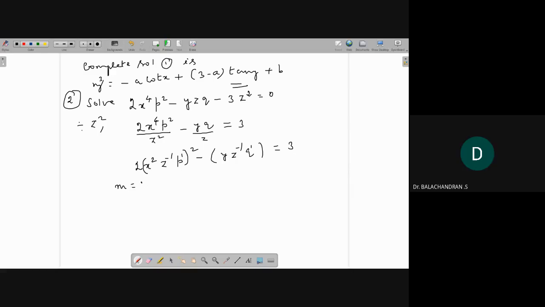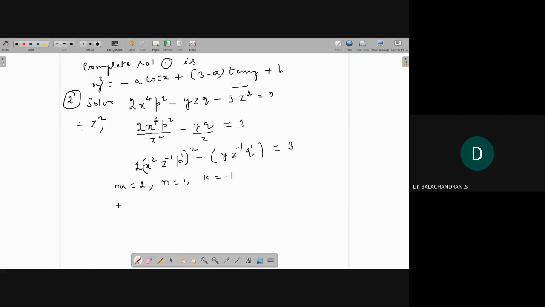M equal to 2. Okay, good. N equal to 1. K equal to minus 1. So m is 2, n is 1 and k is minus 1.